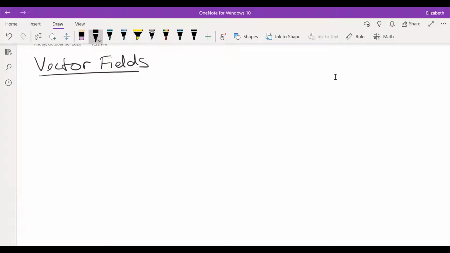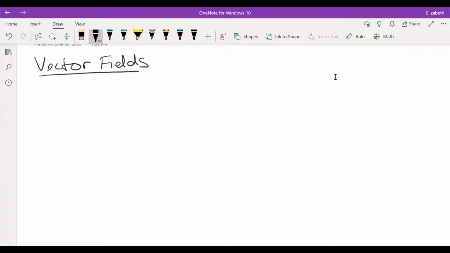Hey everyone, welcome back. Today we're going to talk about vector fields, what those look like, talk a little bit about sketching them, and then also maybe trying to talk about some strategies on how to, if you're given a function, match it to a vector field that you've also been given. So, first and foremost, what is a vector field?